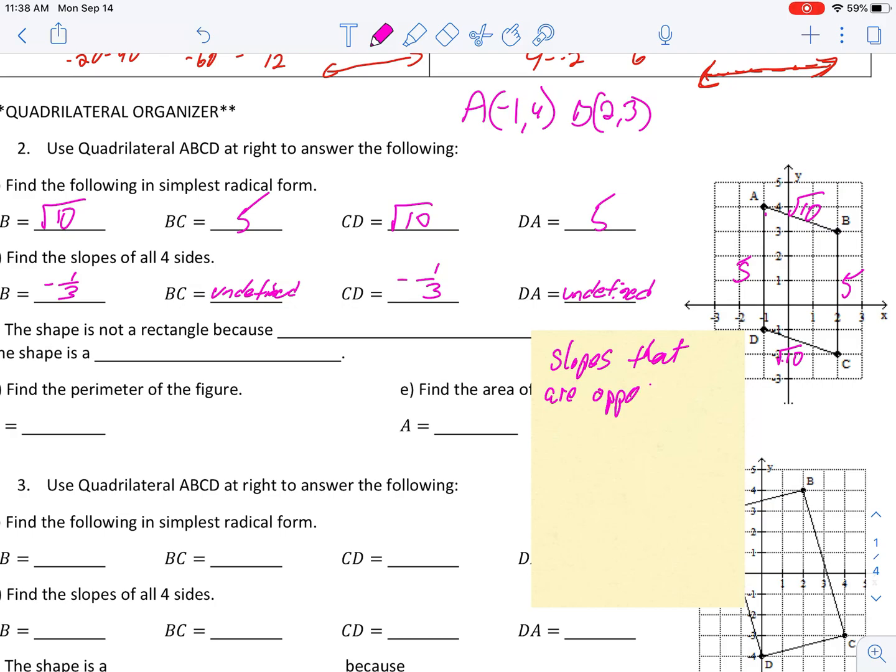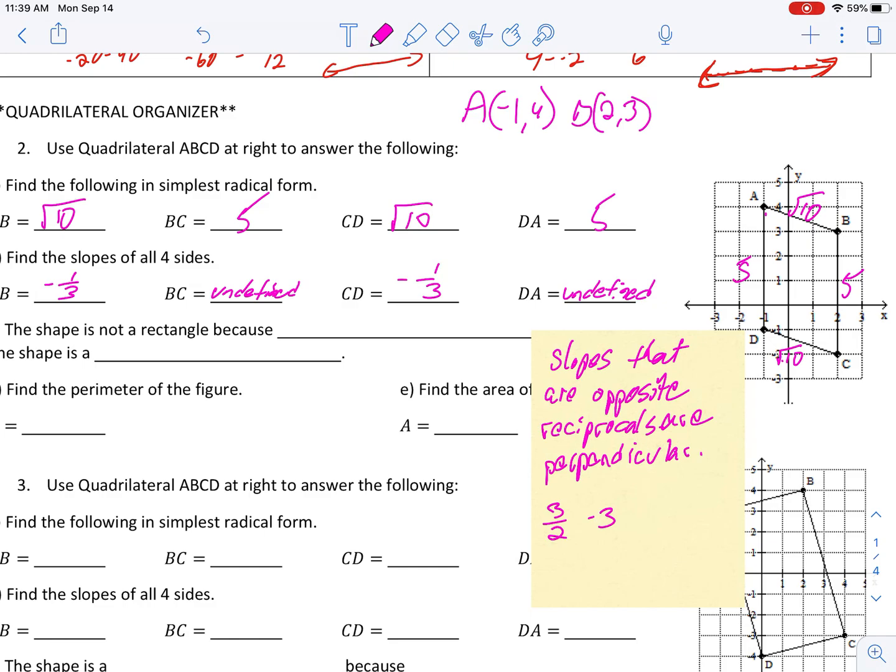Slopes that are opposite reciprocals are perpendicular. Now, what do I mean by opposite reciprocal? Sorry, that is not clear. Perpendicular. Let's take like 3/2.